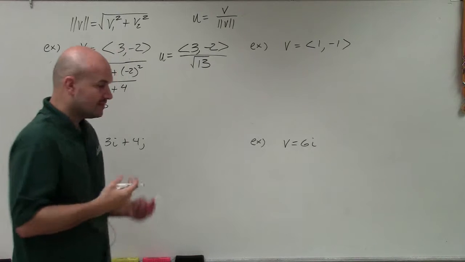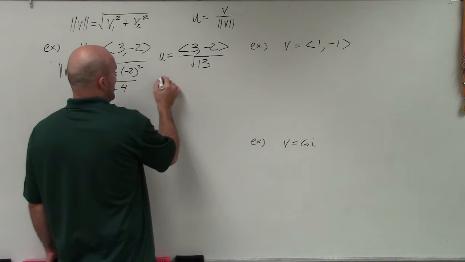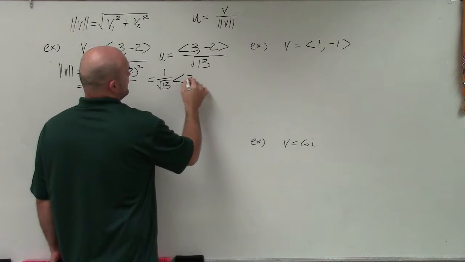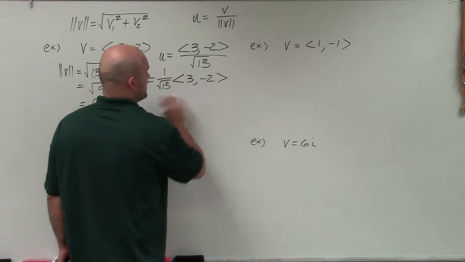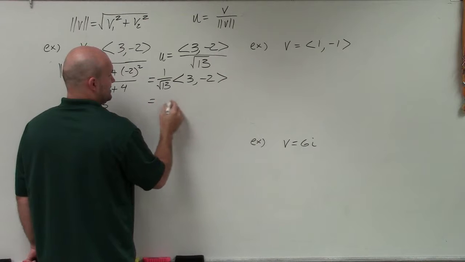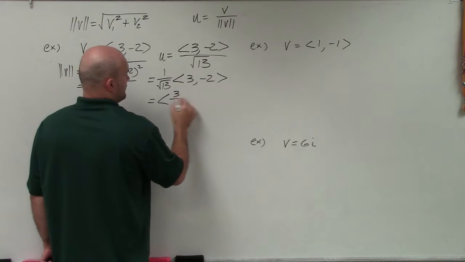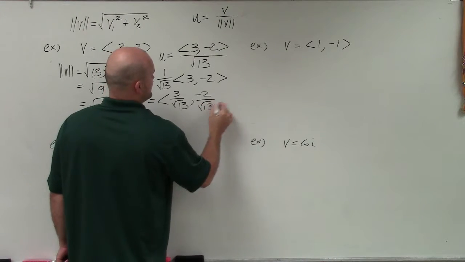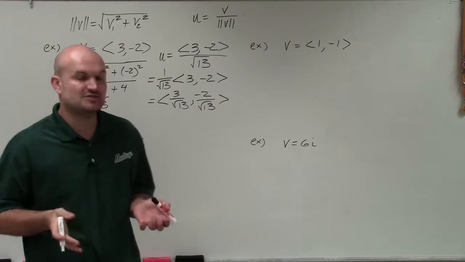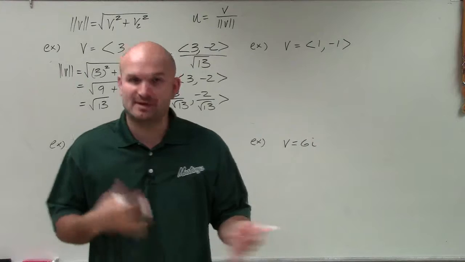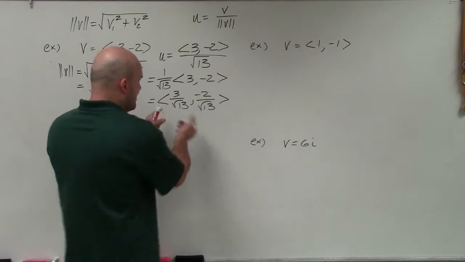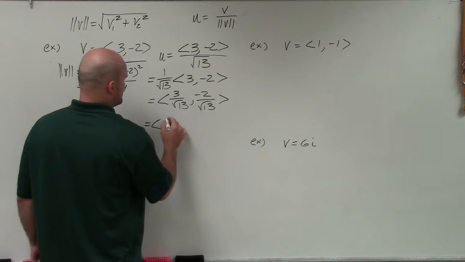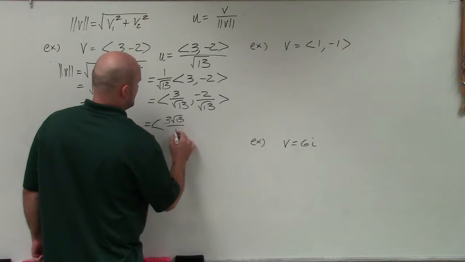You can think of dividing by its magnitude as the same thing as multiplying by a fraction, or multiplying by a scalar. Therefore, I can distribute that into this: 3 over the square root of 13, comma, negative 2 over the square root of 13. Typically with vectors, it's okay to leave a radical in the denominator. We don't have to rationalize the denominator. However, you could also rationalize the denominator here, which I'm not going to show the work for, but I'll do that in the next example.